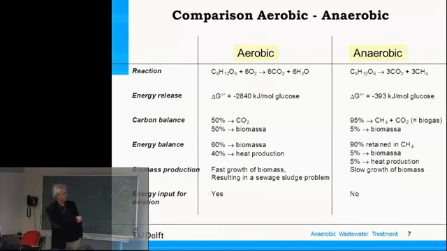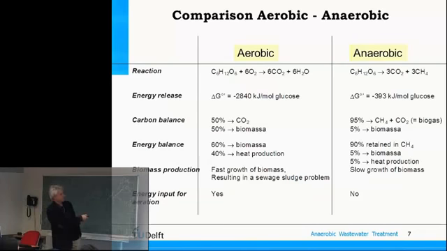Some differences between aerobic technology and anaerobic technology, so aerobic conversions and anaerobic conversions. I took here an organic compound, glucose, C6H12O6. To stabilize this completely aerobically, we need oxygen, then it's converted into CO2 and water. Under anaerobic conditions, we don't need the oxygen, and for the end products, 50% of the carbon is going to CO2, and 50% of the carbon is going to methane.